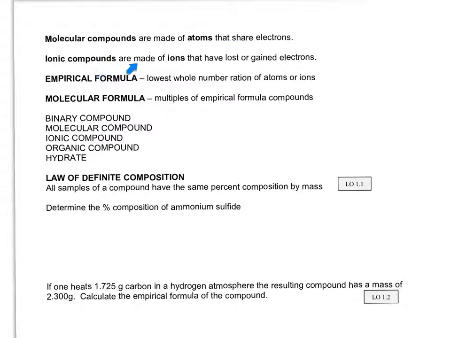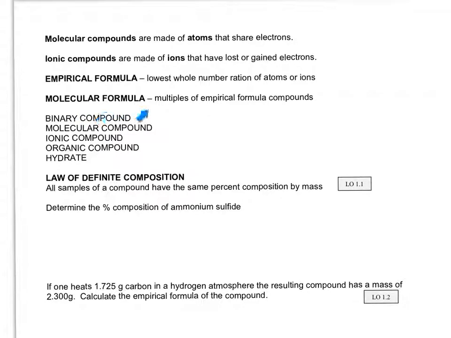Ionic compounds are made up of ions, that's why they're called ionic. That's where your atoms have lost or gained electrons, so that's why they become charged and ions. If you have a compound, you can get the empirical formula for it, which is your lowest whole number ratio, I should say ratio of atoms or ions.